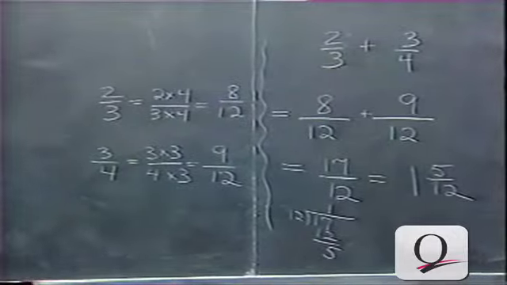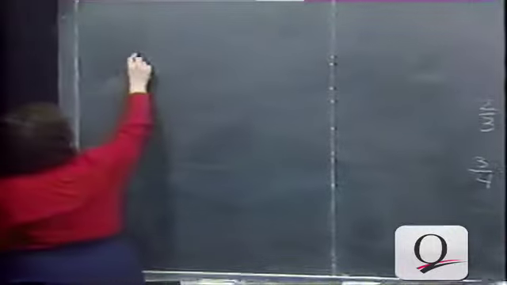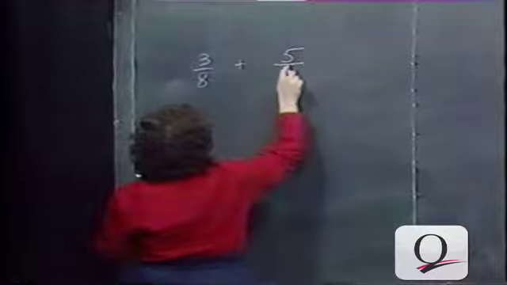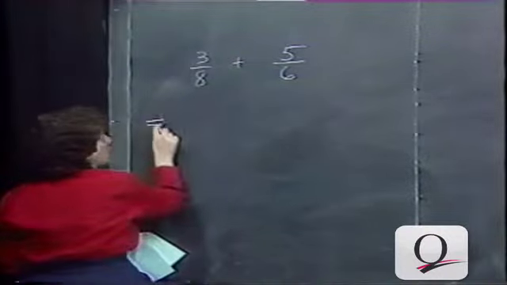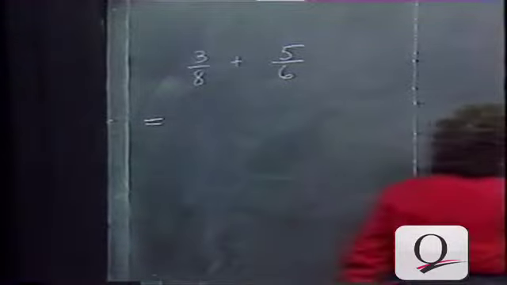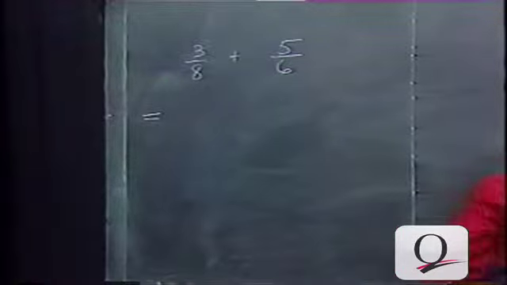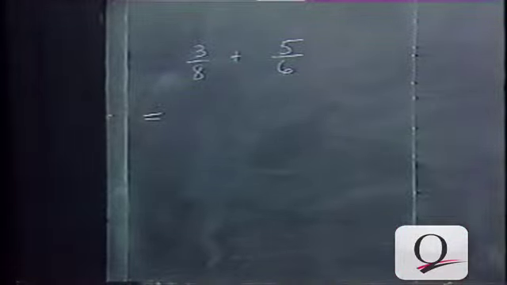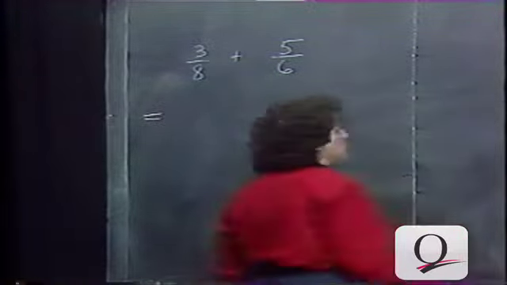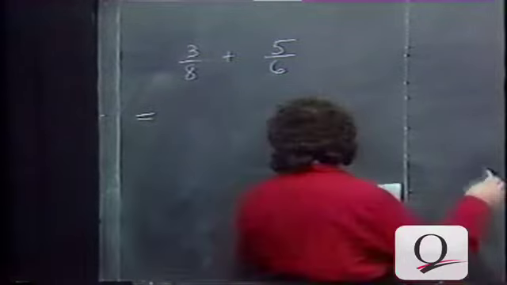Okay, let's try another example. Let's say we want to add 3/8 and 5/6. These are two fractions. They do not have the same denominator. So our first step will be to find the lowest common denominator. The smallest number that is a multiple, the smallest positive integer that is a multiple of each of those denominators. Okay? Some people are able to do this in their head. Some people need to write some of it down.